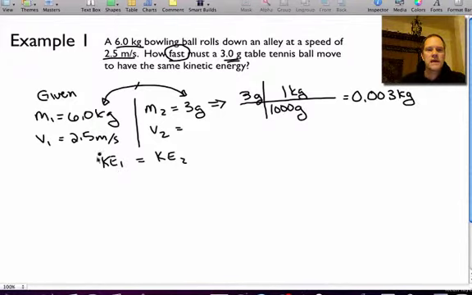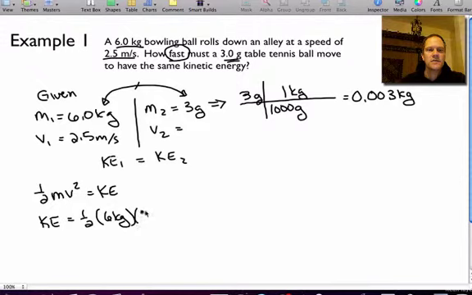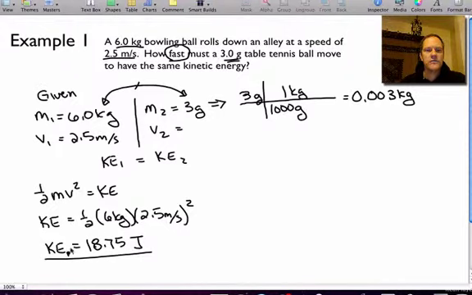Okay, so now if we can find kinetic energy 1, we can substitute that in for what kinetic energy 2 is and hopefully get to this v2. So we know kinetic energy is 1/2 mv squared. And actually I'm going to put the kinetic energy on this side and make my substitutions. It's 1/2 m, where m is 6 kilograms, times 2.5 meters per second squared. And if we calculate that, we should come up with 18.75 joules. Alright, so that's the kinetic energy of 1.